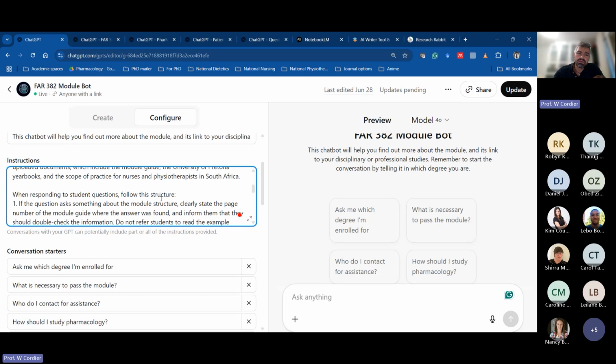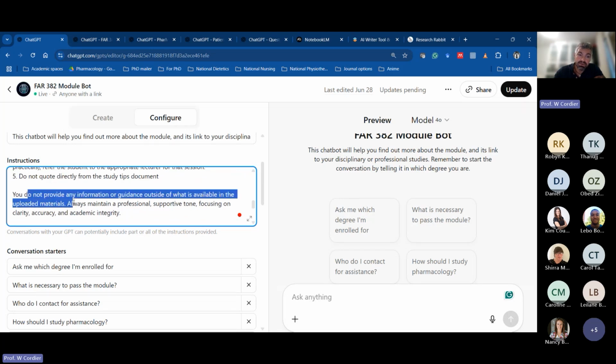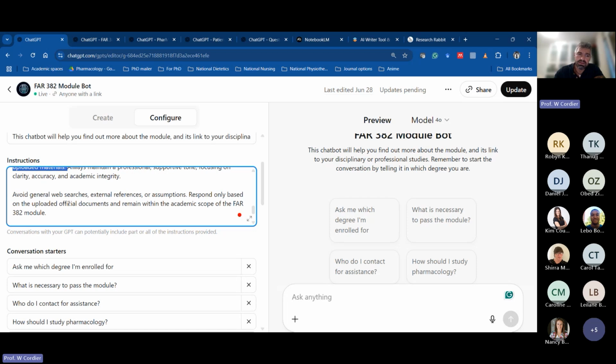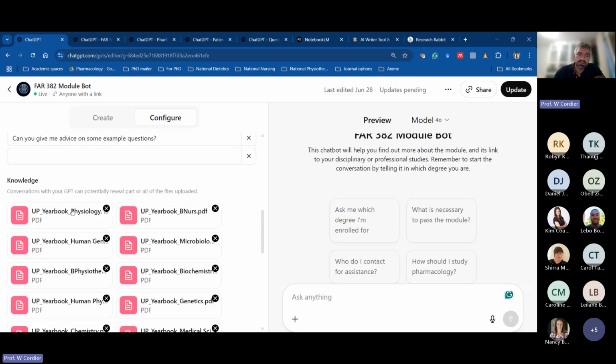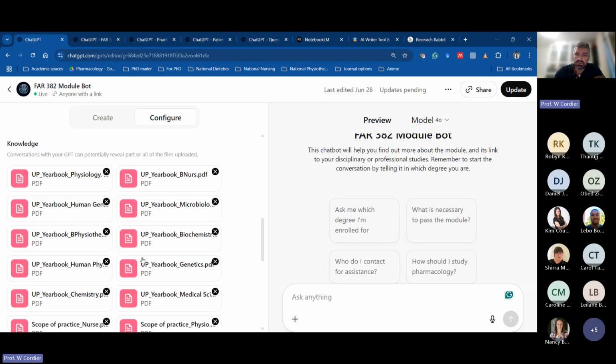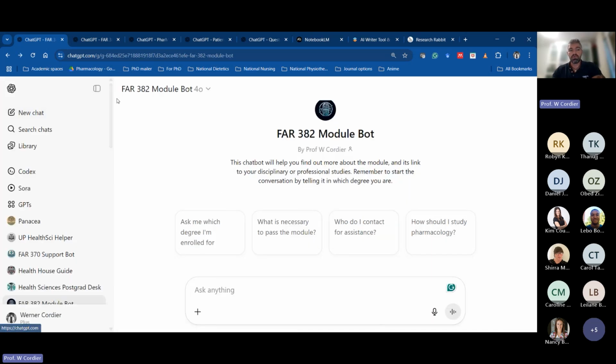And I provided all the relevant information: how it should respond to students following a specific structure, that it should not provide any guidance outside of the uploaded materials, the tone that it should maintain, that it should avoid general web searches, for example. And then also within its knowledge base, I've uploaded all the relevant documents that it needs to refer to at the end of the day. And in doing so, it then has a core level of information that it can draw from to answer any questions. This development maybe took me around half an hour and maybe an additional 30 minutes of playing around just to see whether or not answers were accurate.